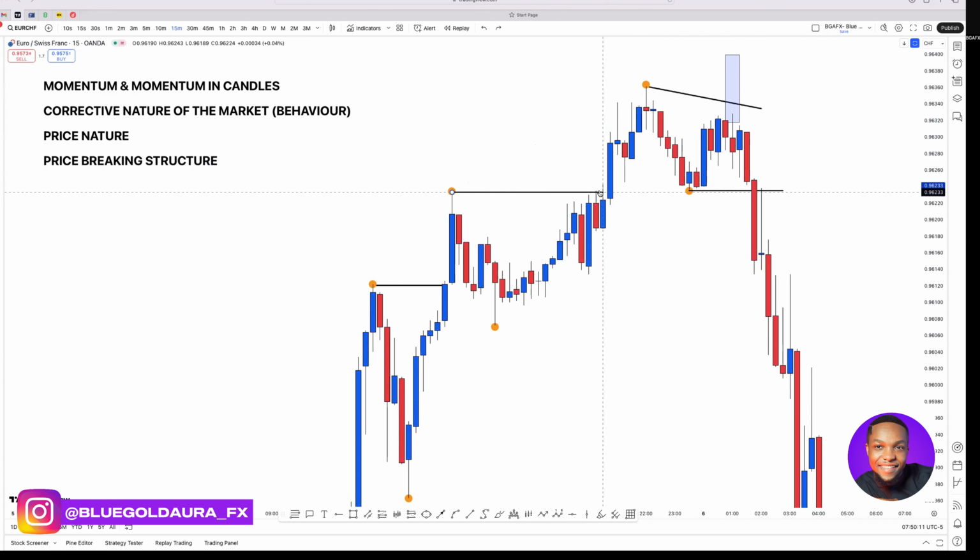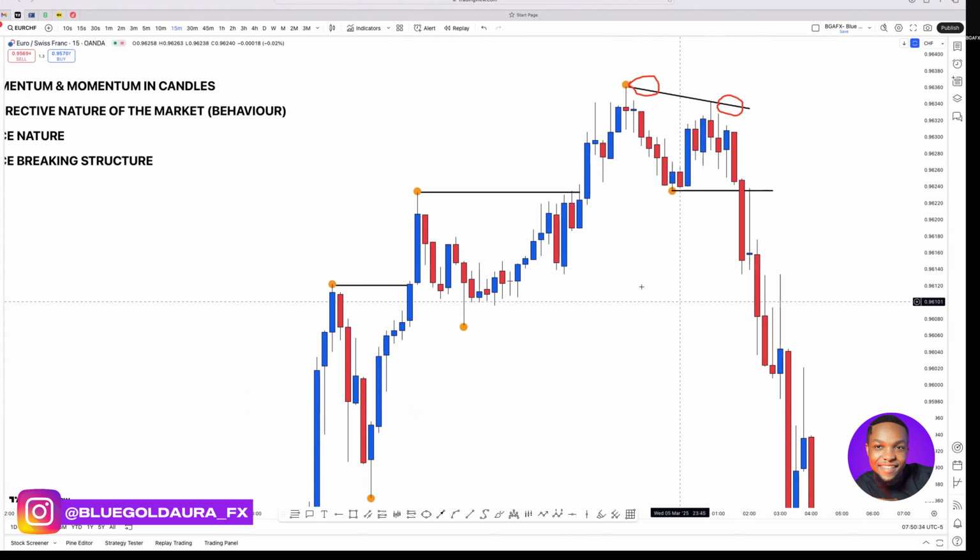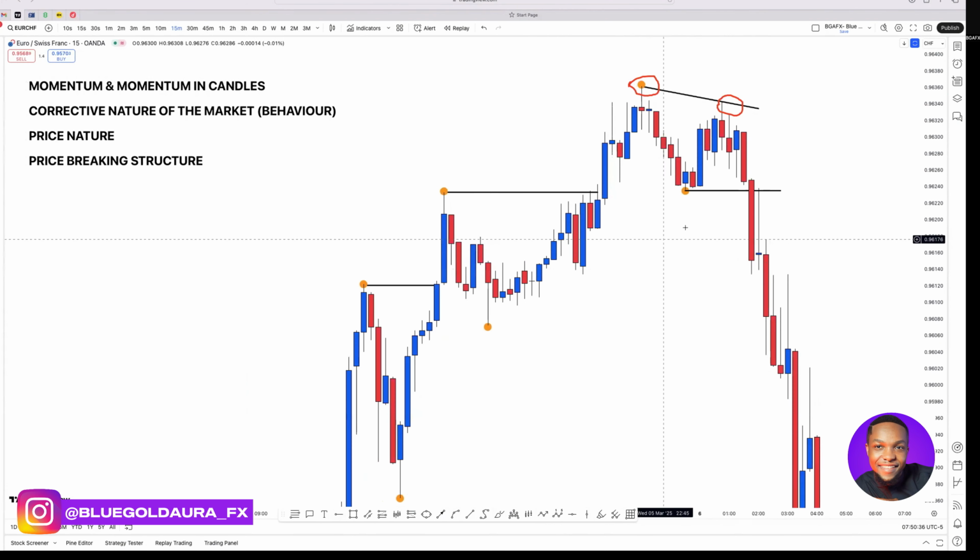We failed to create the higher high, but instead what we did was we just had a high point, and then another high, but it failed to create a higher high. I like to call this a failed high, okay? Why? Because it failed to create a new high and then we broke structure. That is a sign that we want to look at in the market.